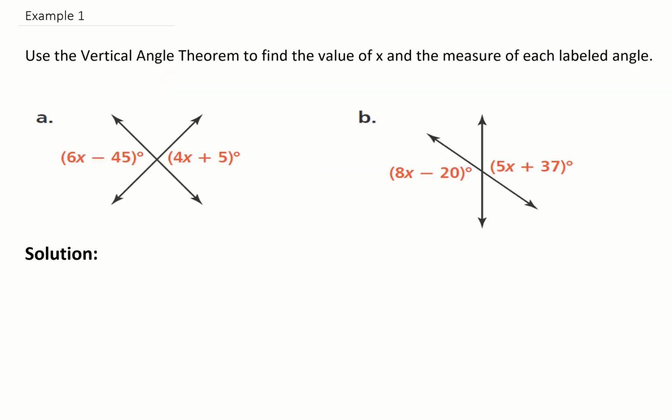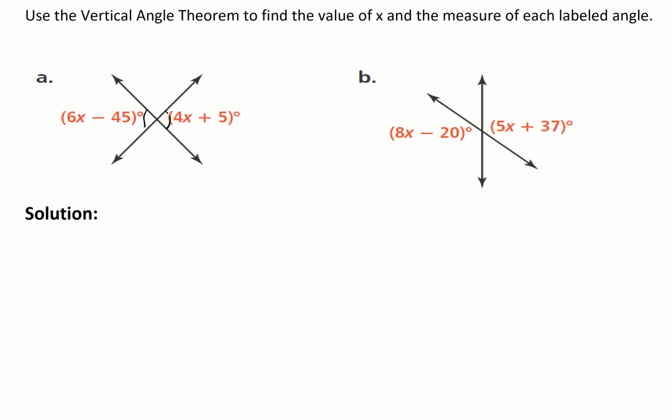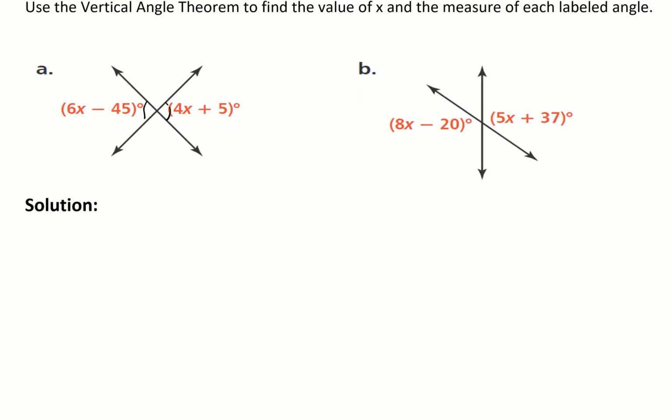All right, so let's look at an example using the vertical angle theorem. Remember that the vertical angle theorem states that if we have two angles that are vertical angles, then they must be congruent. So if we look at these two angles here for part A, they are vertical angles. They're opposite of each other and they're formed by intersecting lines. So based on the VAT, the vertical angle theorem, we know that those two angles across from each other have to be equal. And so we're going to go ahead and set them equal to each other.